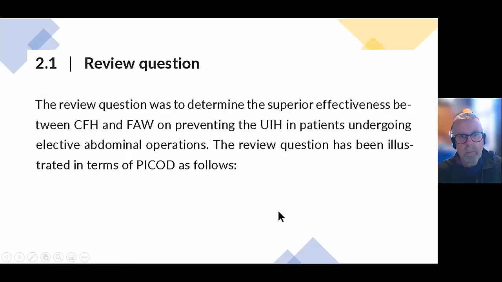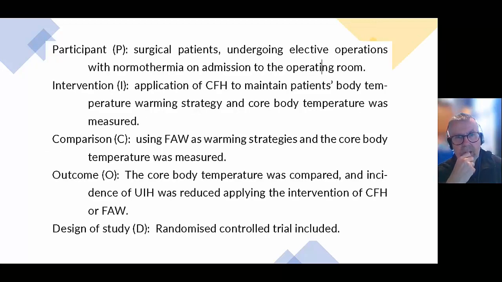Okay, so to start off, as I said, the reminder is their review question, namely a comparison of the effectiveness between CFH and FAW approaches to preventing hypothermia in patients undergoing elective abdominal surgery. They next break this question down using the PICOD structure. So in this review, we have P, i.e. the participants, and these are surgical patients undergoing elective abdominal operations with normal thermal, i.e. initially with normal body temperature on admission to the operating room.